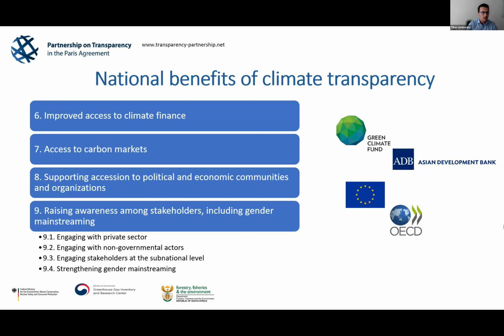The next is the access to carbon markets, where I won't go into much detail because we will have a case study from our colleague from Vanuatu, the speaker.